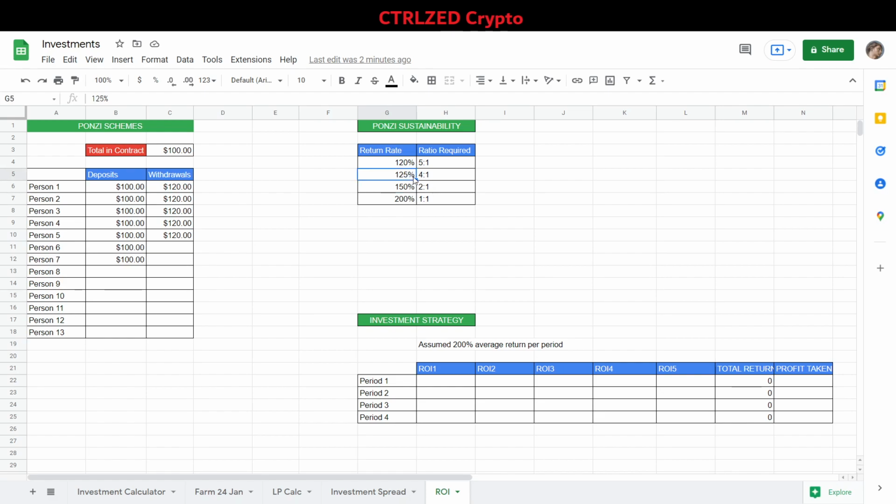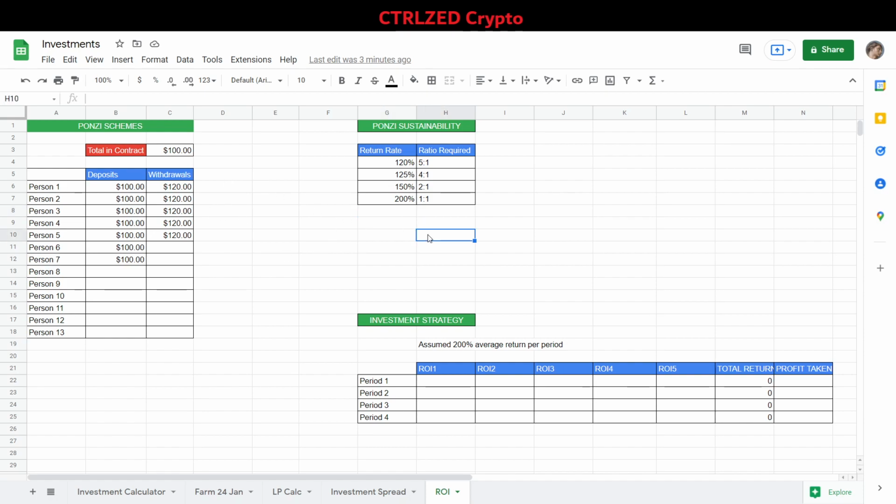So if it's 125%, so 25% on your initial investment, you need 1 person to essentially be the sucker to pay for 4 people's returns. If it's 150%, it's 2 to 1, and if it's 200%, you essentially need to double the amount of people in your scheme to keep paying out profits, and that's assuming everyone has equal deposits. So when you look at sustainability of these apps, it's really important to look at what kind of returns you're getting and whether this is likely to sustain.